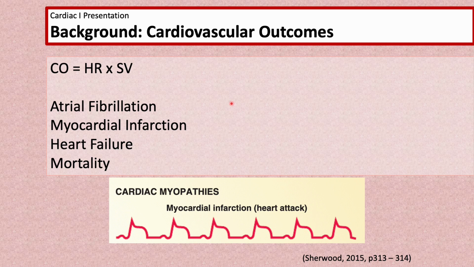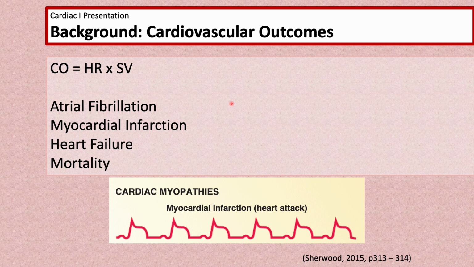Atrial fibrillation occurs when depolarization of the atria is erratic and does not create definite P waves. This can cause the heart to not have enough time to refill and therefore have low systolic pressure, among other complications.